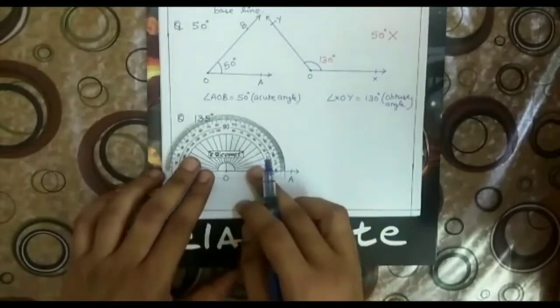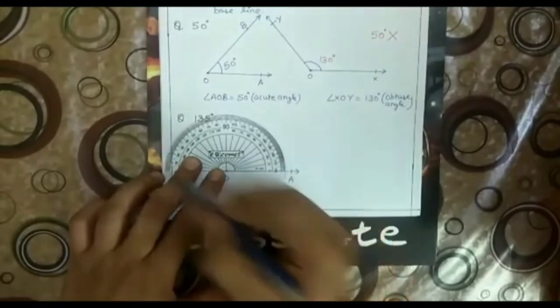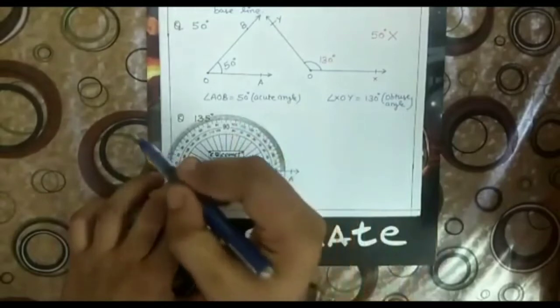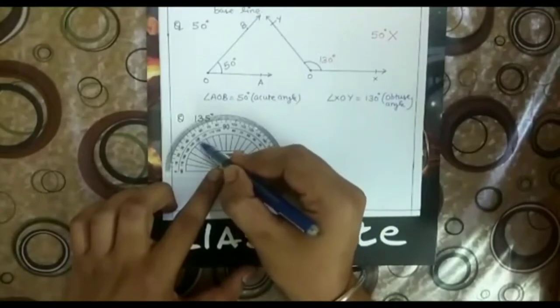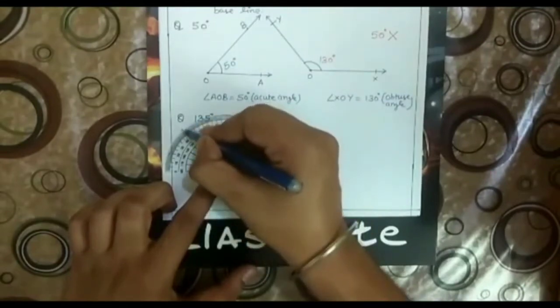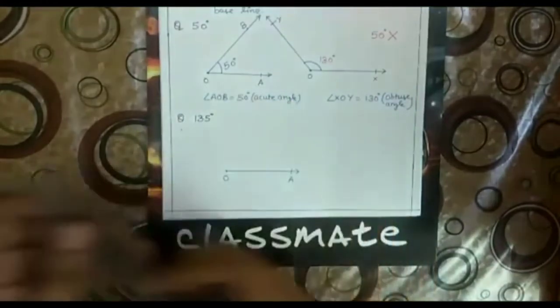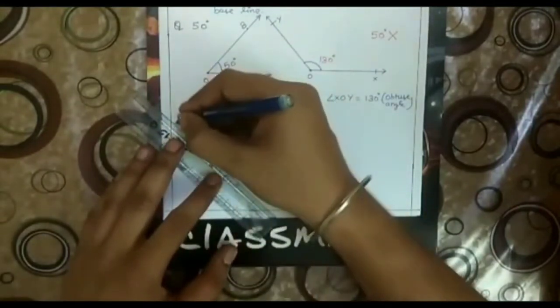Now look for the 135 degree angle. 135 degree angle to the outside, not the inside. So you leave this part. Look at this part. 130 and 140. 135 lies between 130 and 140. So this is your 135. Now join these 2 points. You will get the angle of 135 degree.